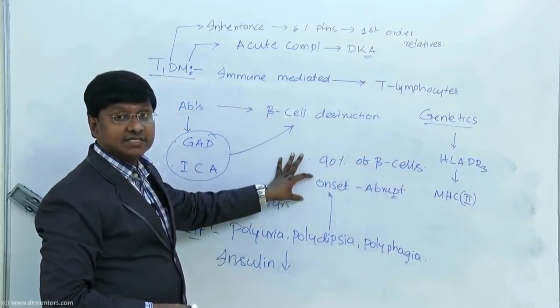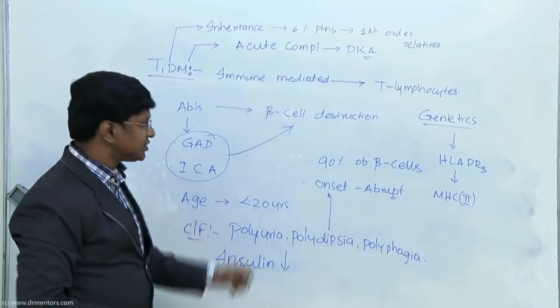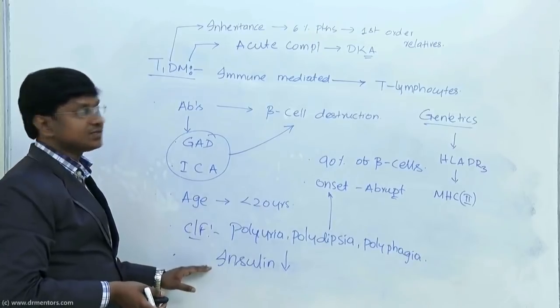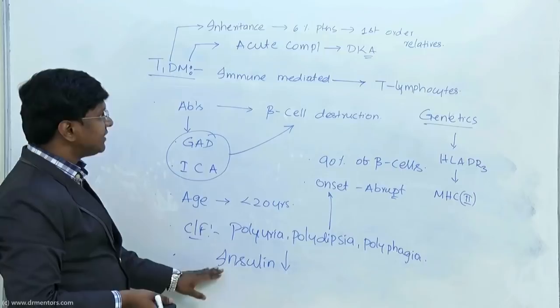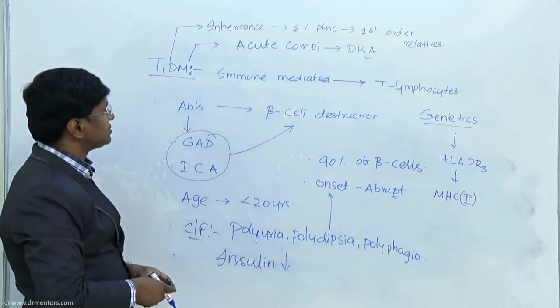And when do these clinical features develop? When nearly around 90% of the beta cells are destroyed, there will be development of the clinical features, and they are characterized by the presence of absolute insulin deficiency. Because of absolute insulin deficiency, they will develop an acute complication which is called diabetic ketoacidosis.